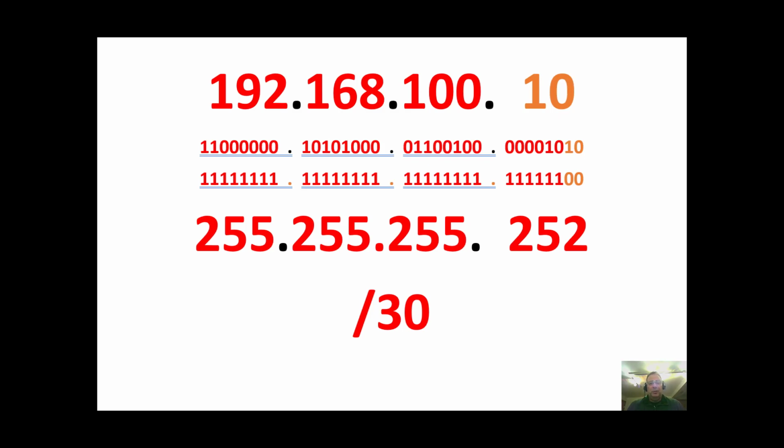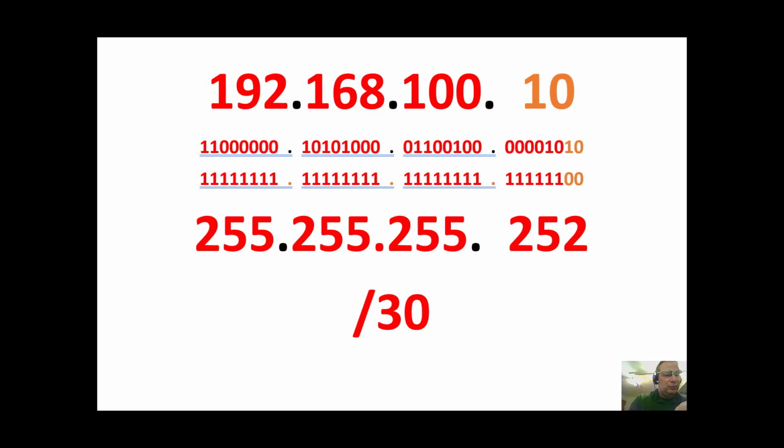In this video, we're going to apply a /30 subnet mask to an IPv4 address and identify what happens to the size of the subnet. We're using the same address we've been using, 192.168.100.10. You should have a pretty good idea what's happening.